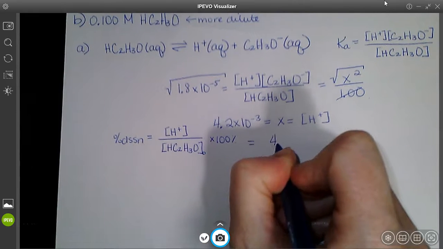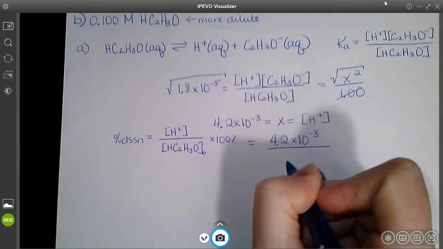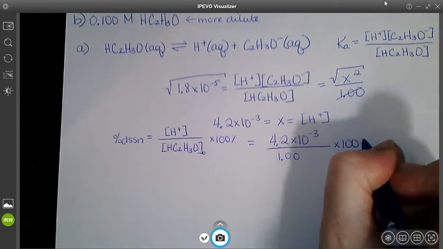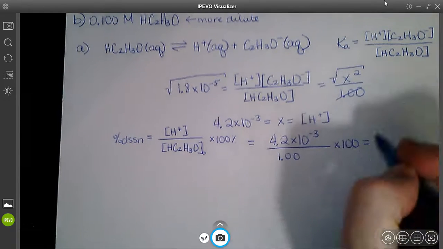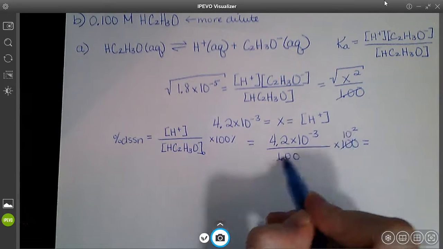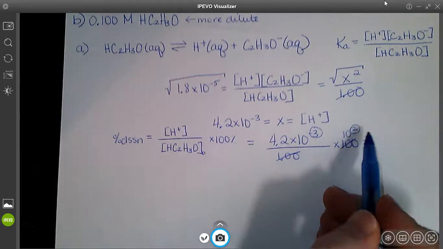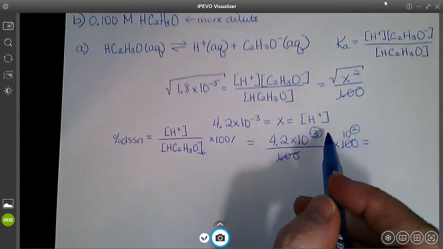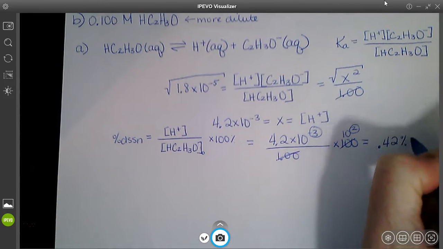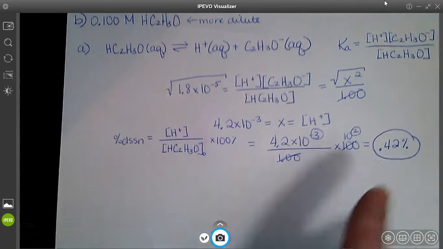So this will be 4.2 times 10 to the negative third, divided by 1.00 times 100. Remember, this times 100 is really 10 to the second. So then I can add these up. Divided by 1 won't do anything. So I'm going to add things that I multiply. So negative 3 plus 2 would be negative 1. So this is 0.42%. That's how much dissociated. Not even a full percent of what you put in. This is a very weak acid.